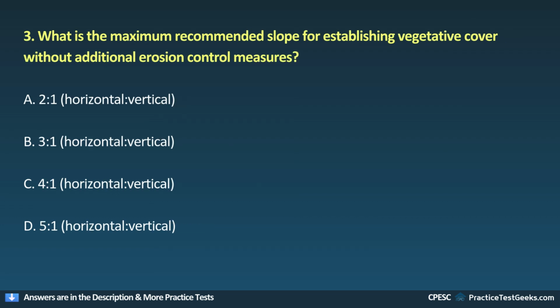3. What is the maximum recommended slope for establishing vegetative cover without additional erosion control measures? A. 2:1 horizontal to vertical. B. 3:1 horizontal to vertical. C. 4:1 horizontal to vertical. D. 5:1 horizontal to vertical.